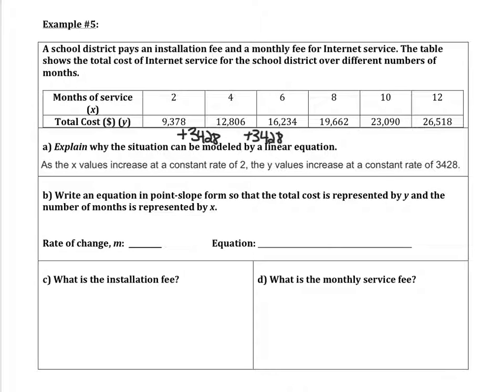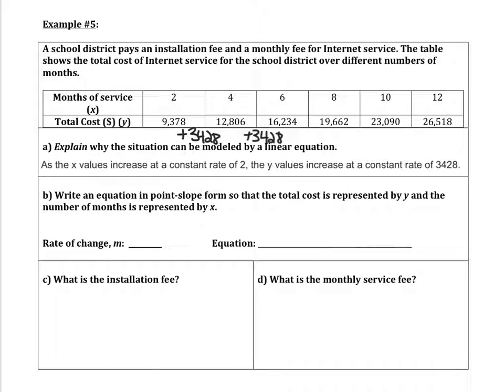Problem B says, write an equation in point-slope form so that the total cost is represented by y and the number of months is represented by x. So really that's just saying, write an equation in point-slope form and use x and y in your equation for your variables. So the first thing I need to do is find the slope. Remember, the real-world version of slope is rate of change, so we're trying to find m.